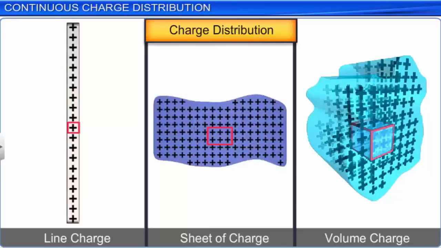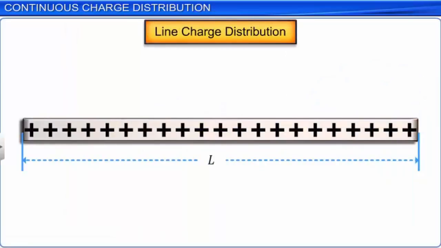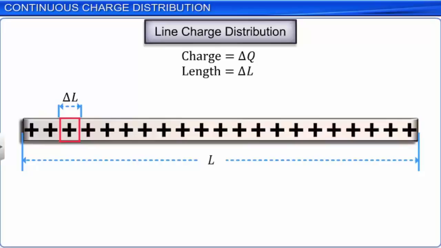Let us look at a line charge distribution of length L carrying a charge Q as shown. If we consider a small element of such a charge distribution having a charge delta Q and of length delta L, the linear charge density, lambda, of such an element is equal to delta Q by delta L, since it is the charge per unit length. The SI unit of linear charge density, lambda, is Coulomb per meter. It is a scalar quantity.